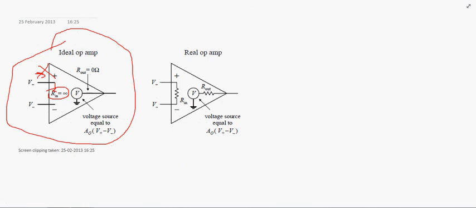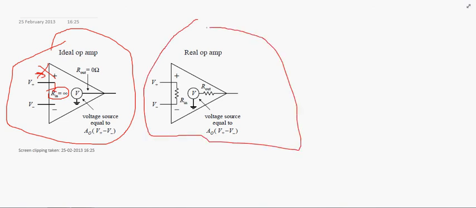You can see a real op-amp picture is also given side by side. You can compare these two pictures and easily see that in the ideal case there is an open circuit between the two leads, but in real op-amps, this is not the case. There is some finite resistance value between the two leads.